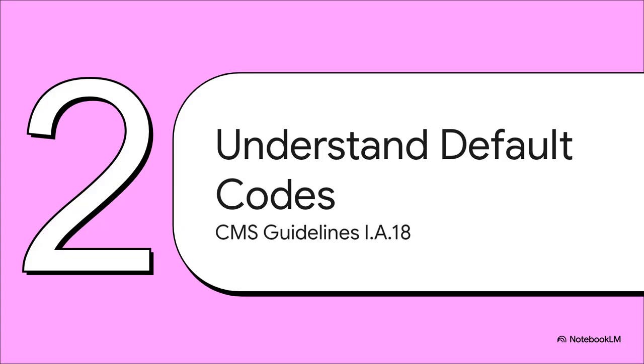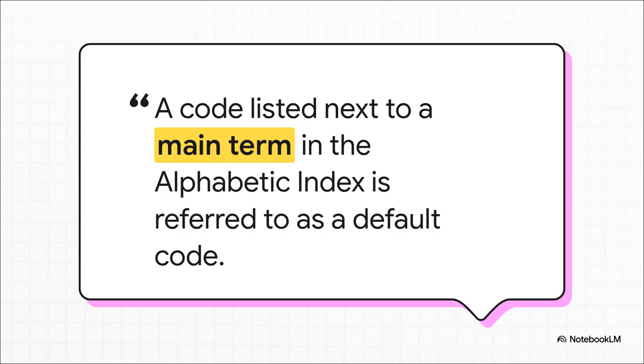Moving right along to Section 2, Understanding Default Codes, which is Section I.A.18 of the CMS Guidelines. You can think of a default code kind of like a software fallback. You know, when a program doesn't get specific input from a user, it just reverts to its default setting so it doesn't crash. Medical coding works the exact same way when a provider's documentation is lacking detail. The guidelines state, a code listed next to a main term in the ICD-10-CM alphabetic index is referred to as a default code.